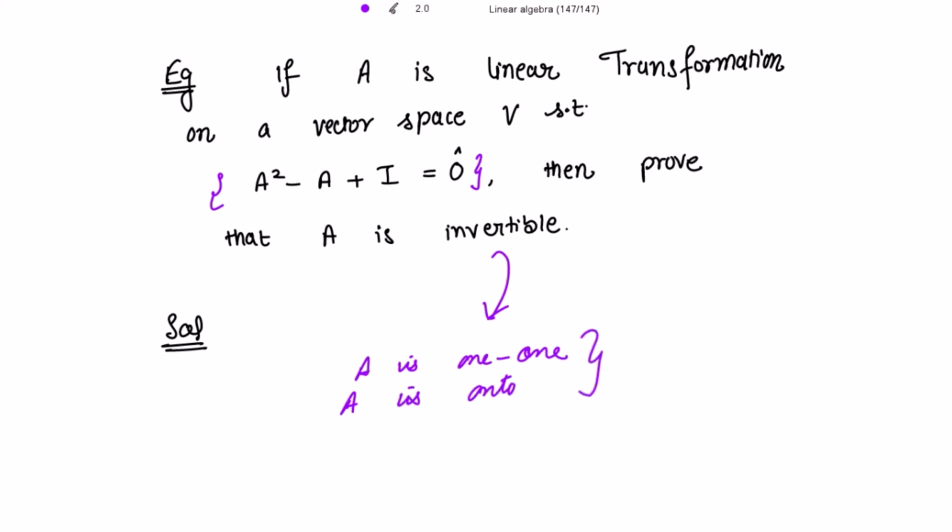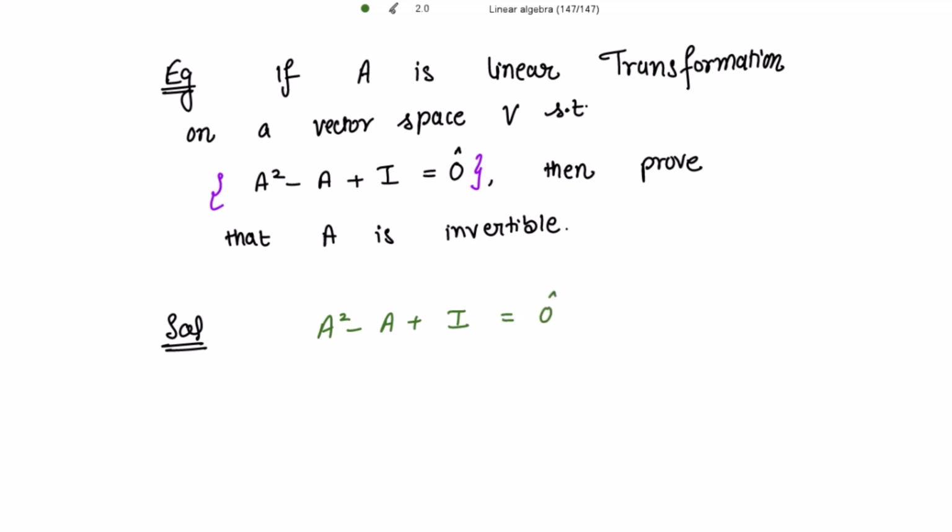These are the two conditions for the invertible transformations. First we need to show that A is 1-1. What is given to us? That A square minus A plus the identity operator is equal to the zero vector. This can also be written as A square minus A is equal to minus of the identity operator. Marking this as 1.